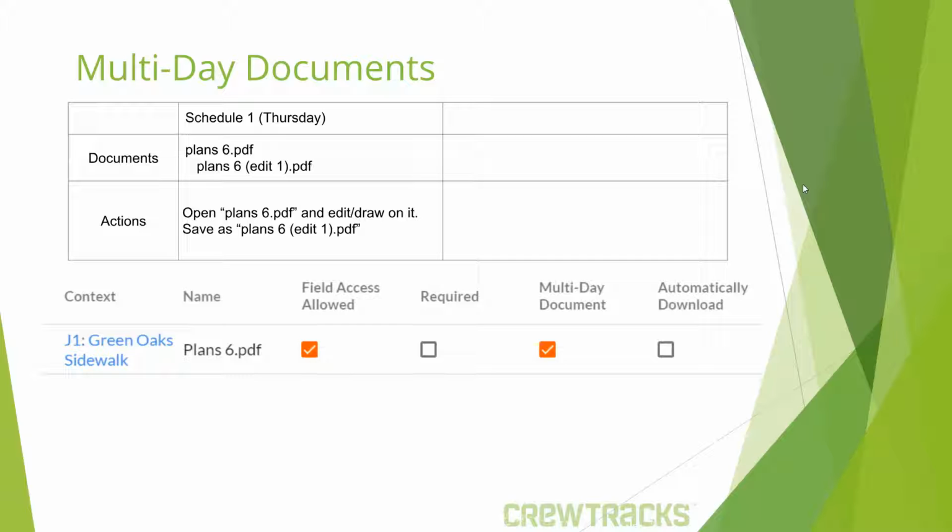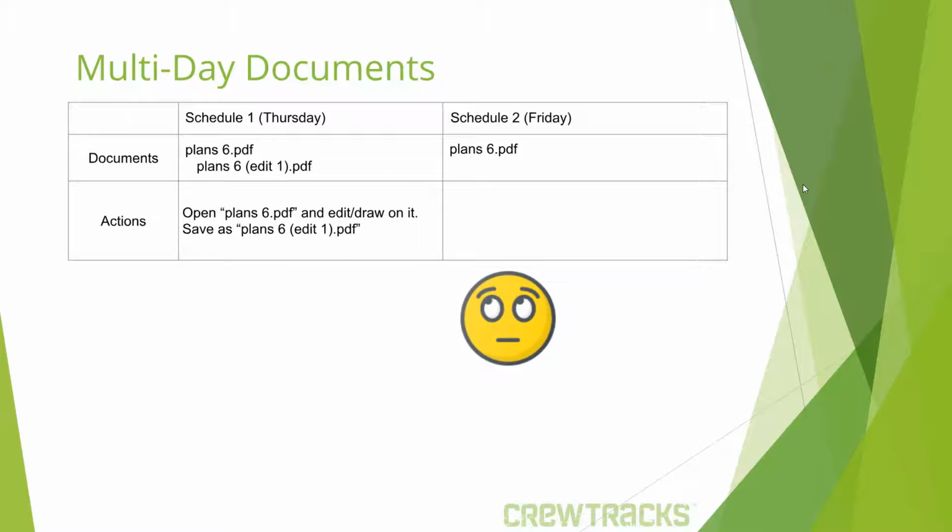So tomorrow arrives. It's Friday now. He opens up CrewTrax, he creates his new schedule, and on that schedule he adds the Green Oak Sidewalk job, which of course brings plan6.pdf with it. At this point, CrewTrax is going to look back and say, hold on, was that document marked as multi-day on any previous schedules? Oh, yeah, it was.